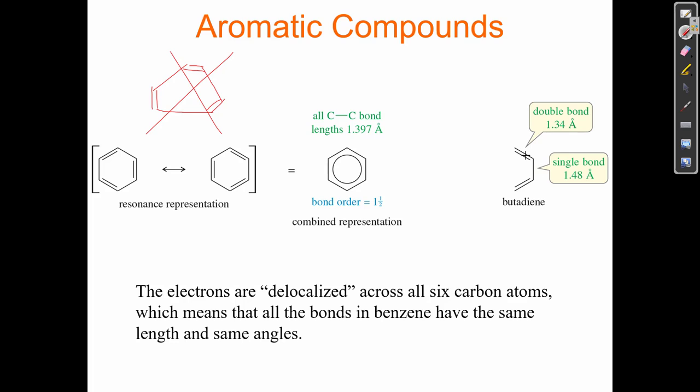So here's an example of a compound that is not aromatic. And in a compound that's not aromatic, the double bond is short, 1.3 angstroms, and the single bond is long, 1.48 angstroms. So in most compounds, double bonds and single bonds have a different length. But in benzene, all the bonds are exactly the same length, a little bit longer than a double bond, and a little bit shorter than a single bond, right in the middle.